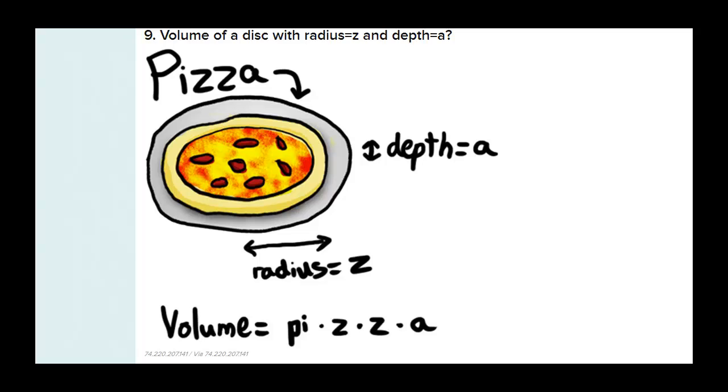So here's your math joke of the screencast. Volume of disk with radius z and depth equals a.